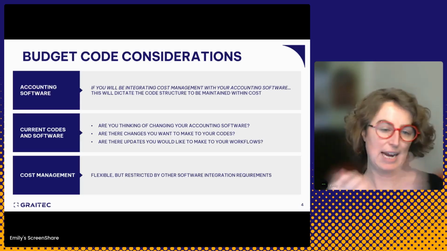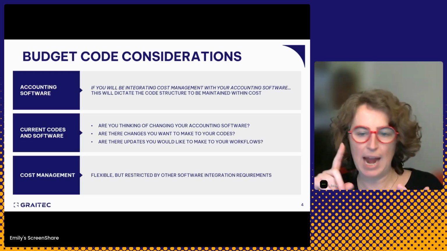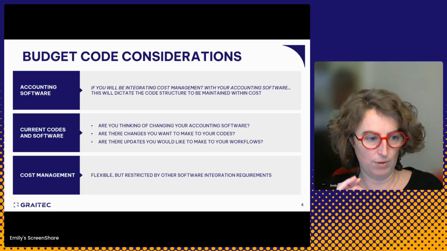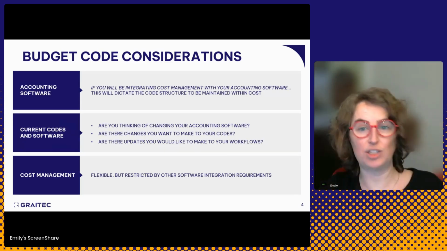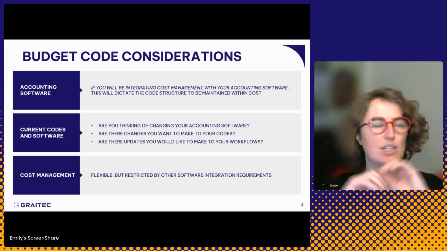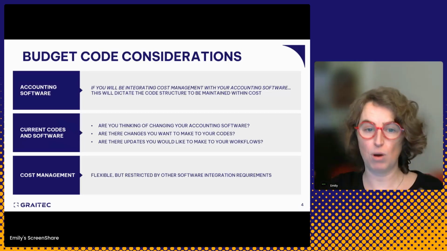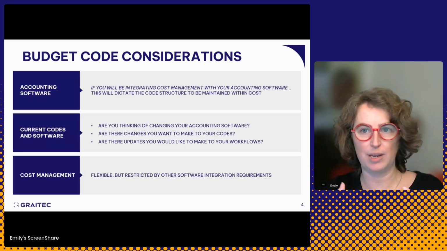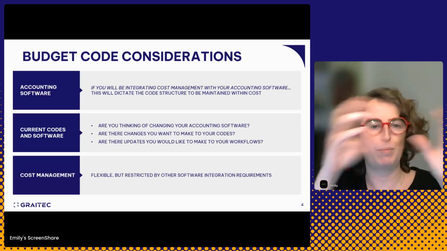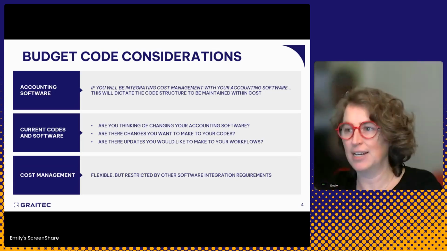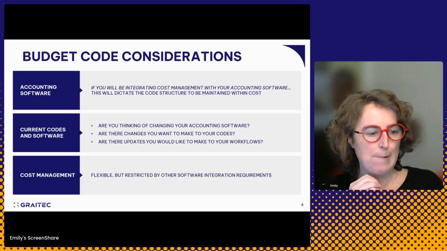All right, so current codes and software, with these I've already covered. Changing anything, get that done before. And cost management itself, on its own without the accounting software, is extremely flexible. We can do whatever we want. And sometimes if you are already using cost management, you're thinking, great, I've got my 12 divisions because I'm going lot number, building, room, and then I'm getting to my actual budget item, construction code, CSI code.